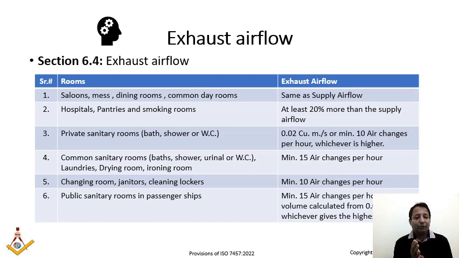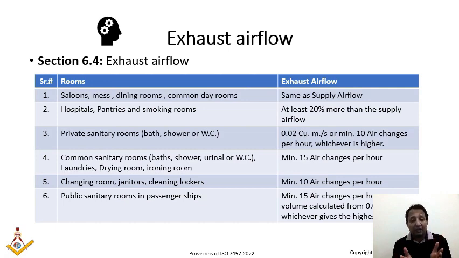Then you have changing room, janitor and cleaning lockers, which has to be exhaust airflow, minimum 10 air changes per hour. Then you need to have the public sanitary rooms in passenger ships also 15 air changes, or the rate which is already given in the table. So you need to clearly understand this while calculating the exhaust airflow.